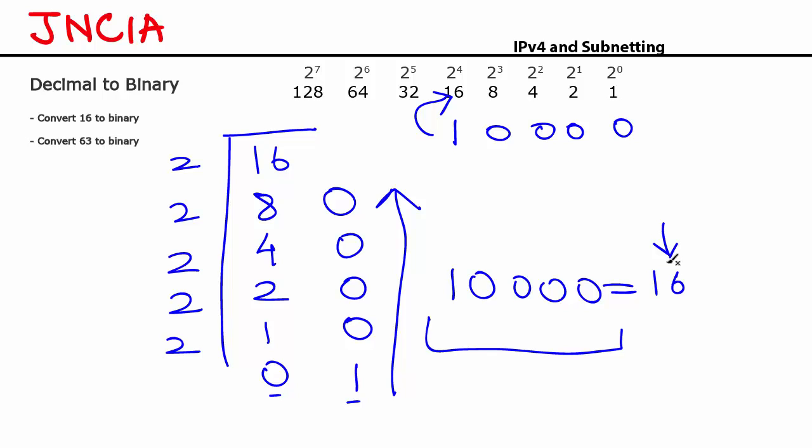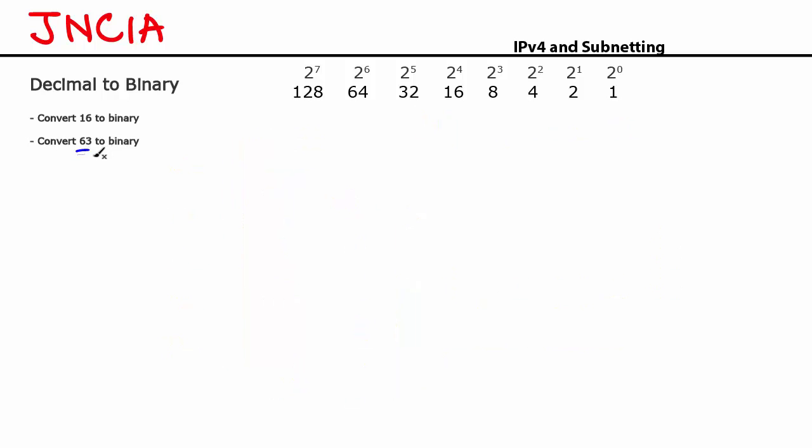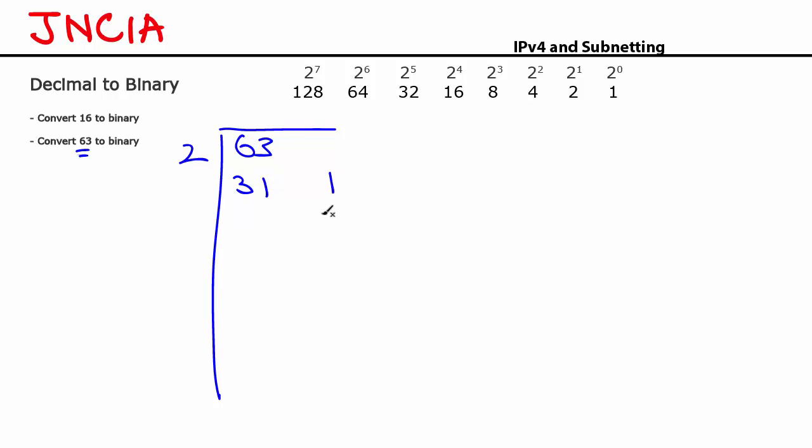Let's look at one more example. Convert 63 to binary. Start by writing the number and drawing a couple of lines, vertical and horizontal, and start dividing by 2. 2 31s are 62. The remainder is 1. 2 15s are 30. The remainder is 1. 2 7s are 14. Remainder is 1. 2 3s are 6. Remainder is 1. 2 1s are 2. And the remainder is 1.